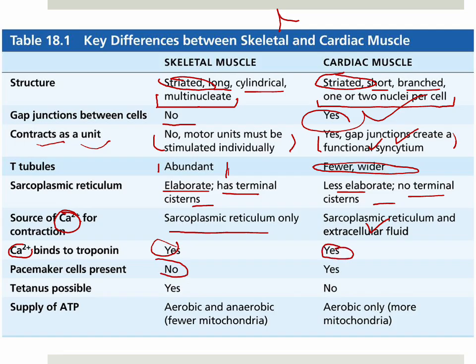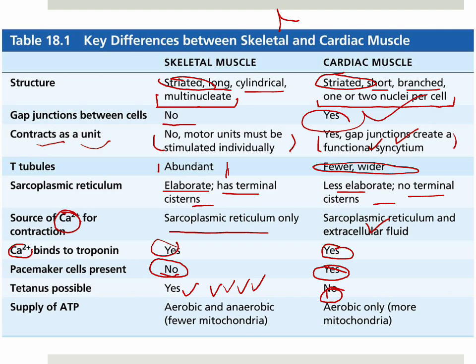Pacemaker, of course, you don't need a pacemaker in your skeletal muscle. You don't need a pacemaker in your leg, but you need it in your heart, and we'll talk more about it later, okay? Tetanus possible? Yes, a contraction can happen in skeletal muscle. It doesn't happen in your heart. It's not affected by it.